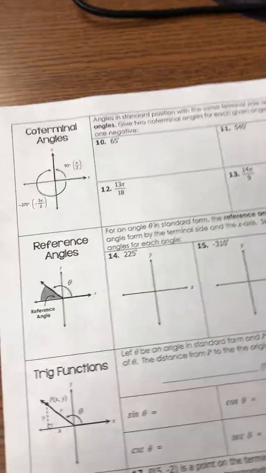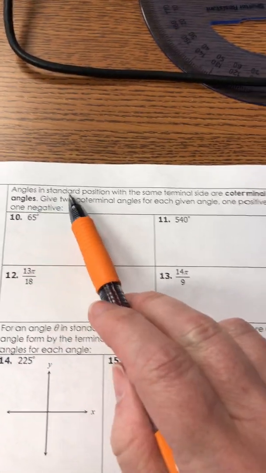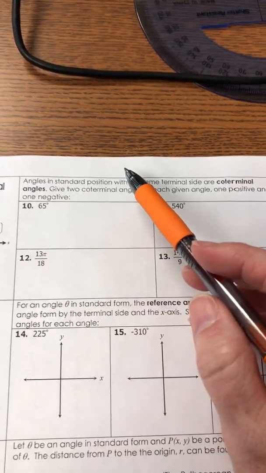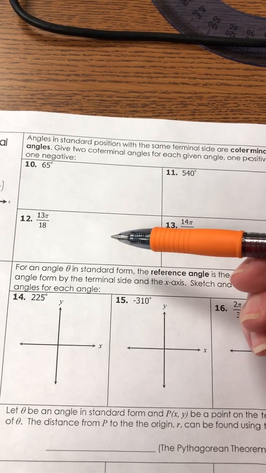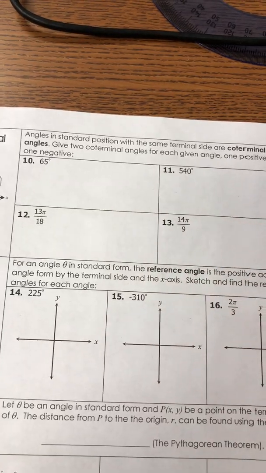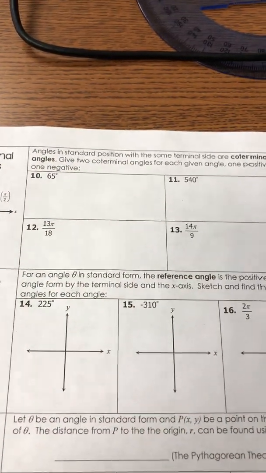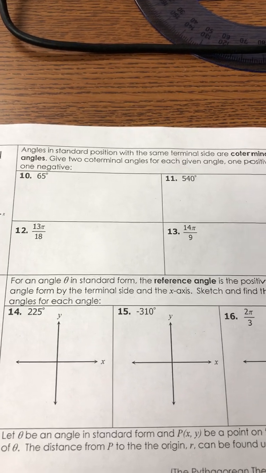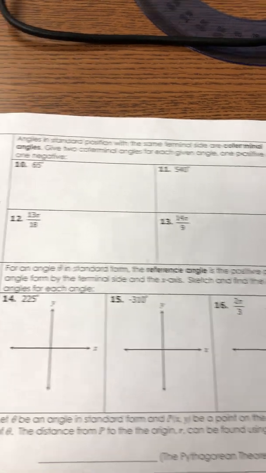Right, kiddos, today we're going to talk about coterminal angles. Angles in standard position, remember, to be in standard position, your vertex of your angle has to be at the origin. One ray has to be on the positive x-axis, and then the other ray is somewhere in your coordinate plane. So angles in standard position with the same terminal side are what we call coterminal angles.